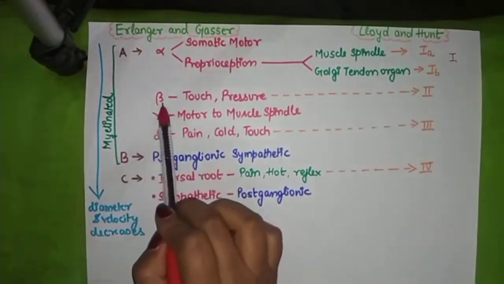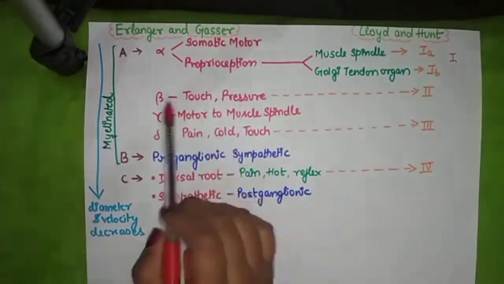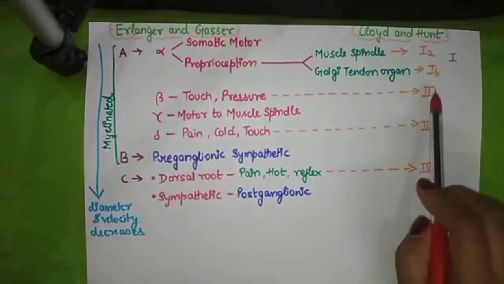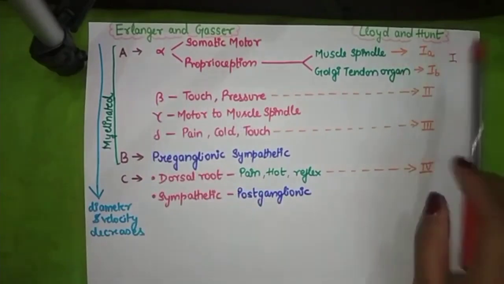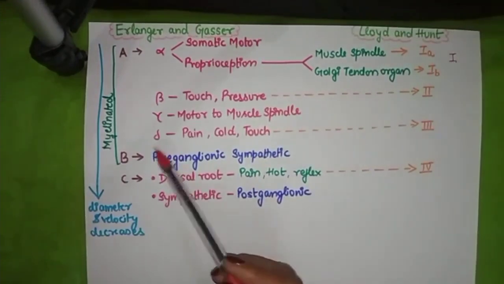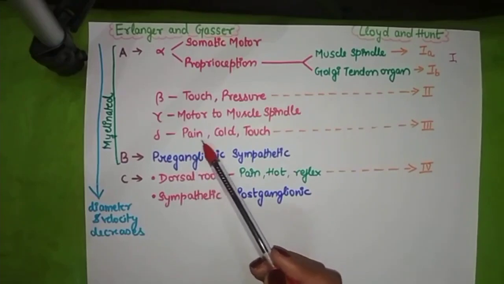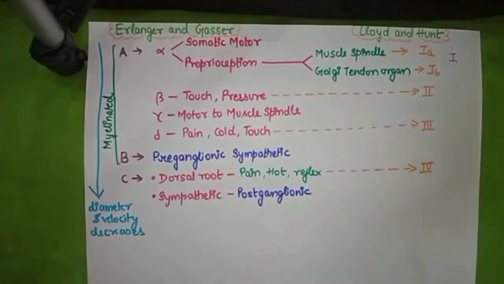Then A beta, which was pure sensory, carries senses for touch and pressure. So beta will be second in the Lloyd and Hunt classification. Gamma is motor, so it will not get included in Lloyd and Hunt. Delta is sensory, it carries senses for pain, cold temperature and touch. We'll be naming it 3 in Lloyd and Hunt classification.